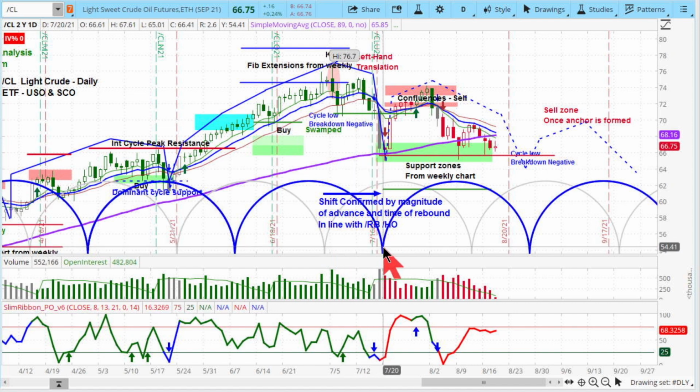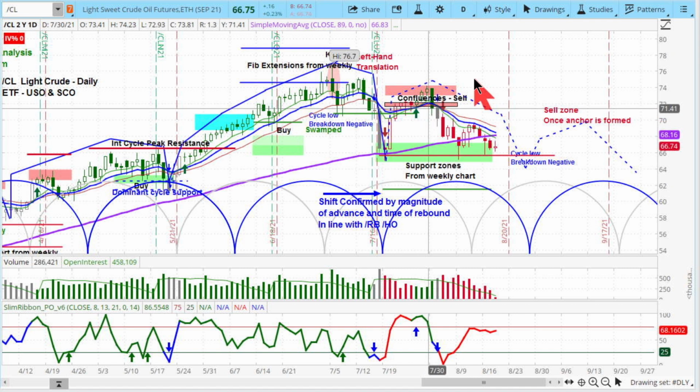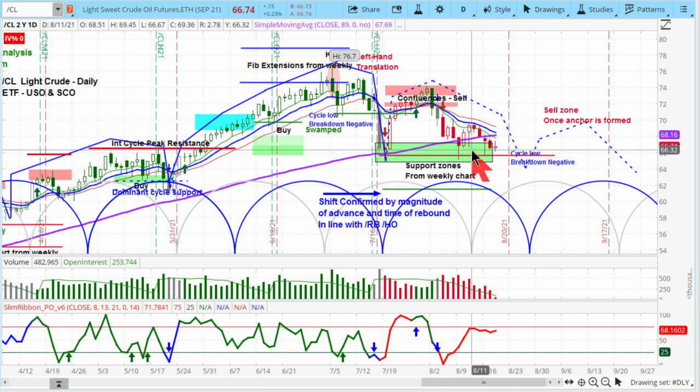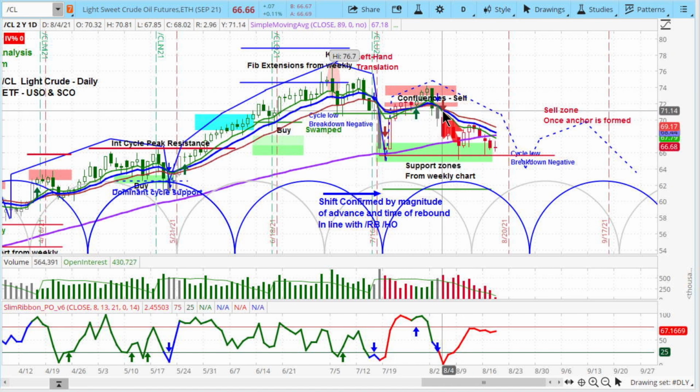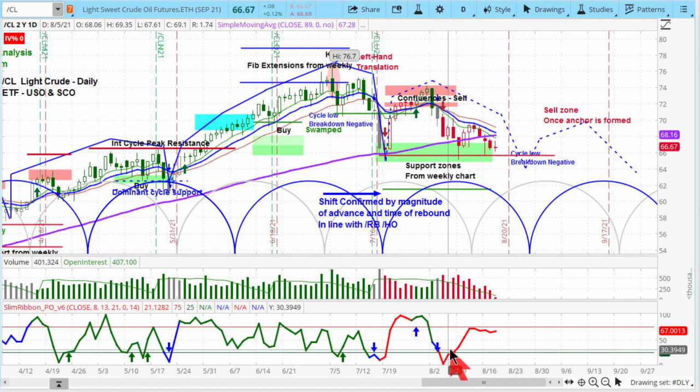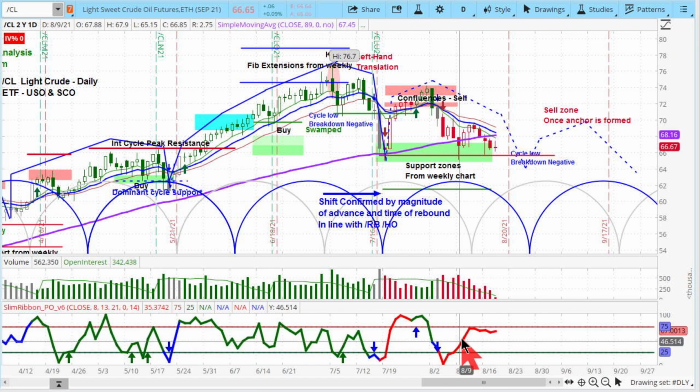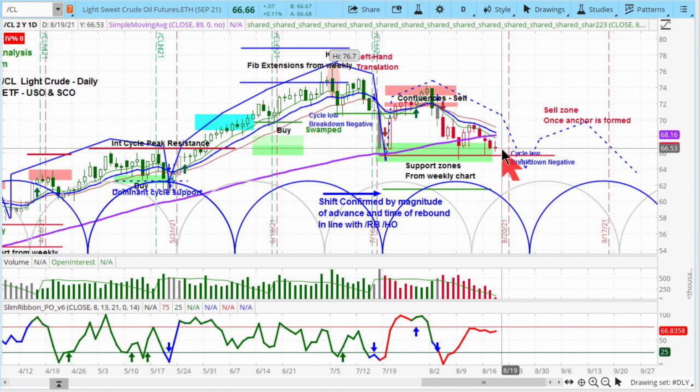So now we have the challenge of deciding which of these has got the greater impact. And you can see in here where that low came in the rally that the shape of this makes it very clear. See, the momentum turns negative right in here. The slim ribbon PO goes negative. It didn't quite get enough of an uptick to give you a downside arrow in here. That's actually a sign of even more weakness. And then it continues on the downside.